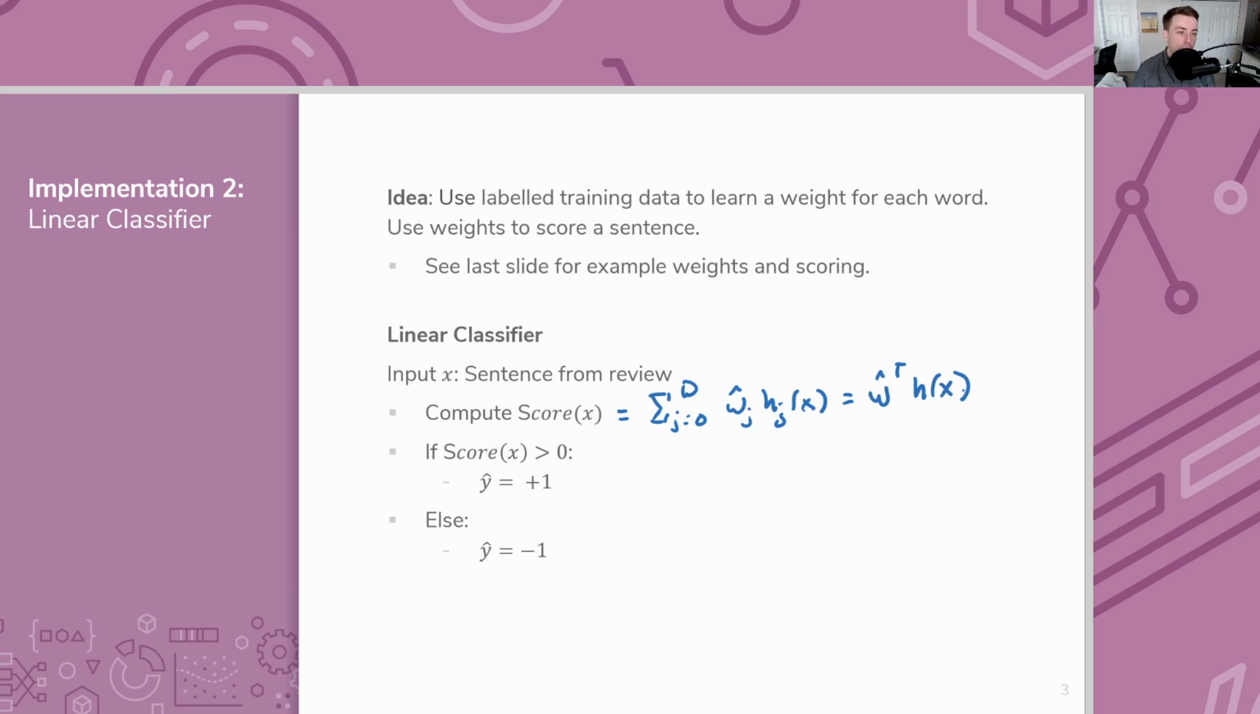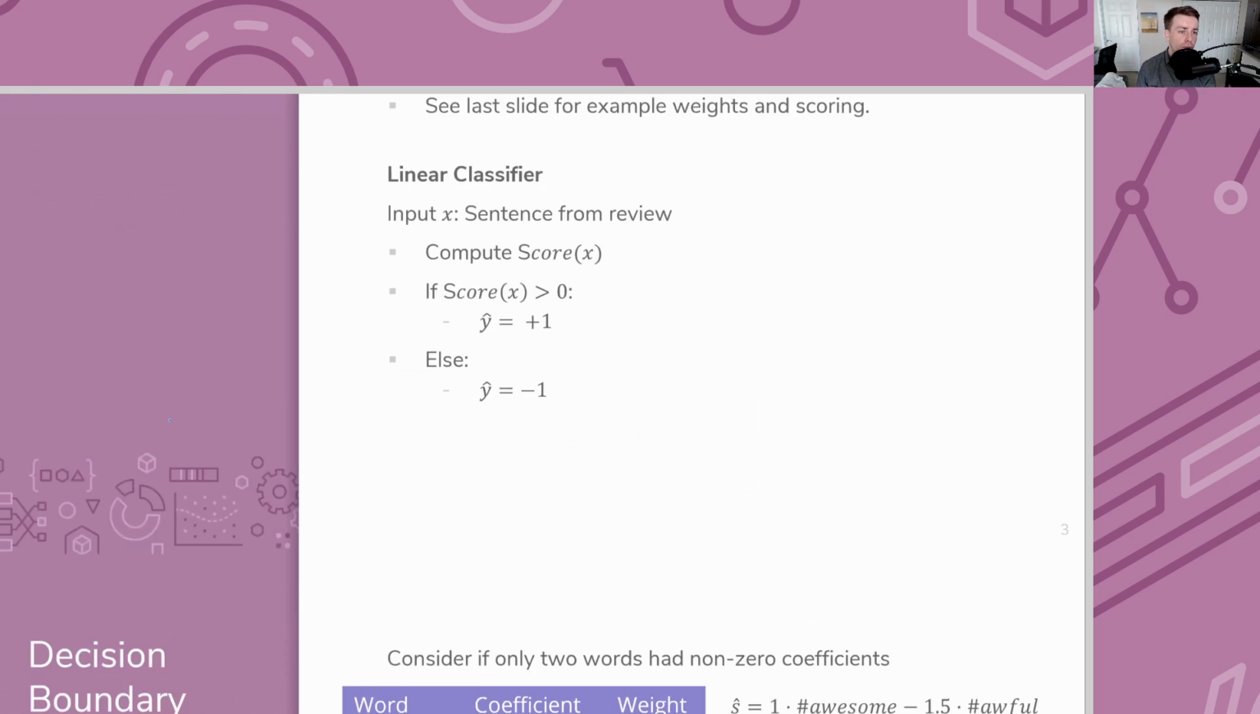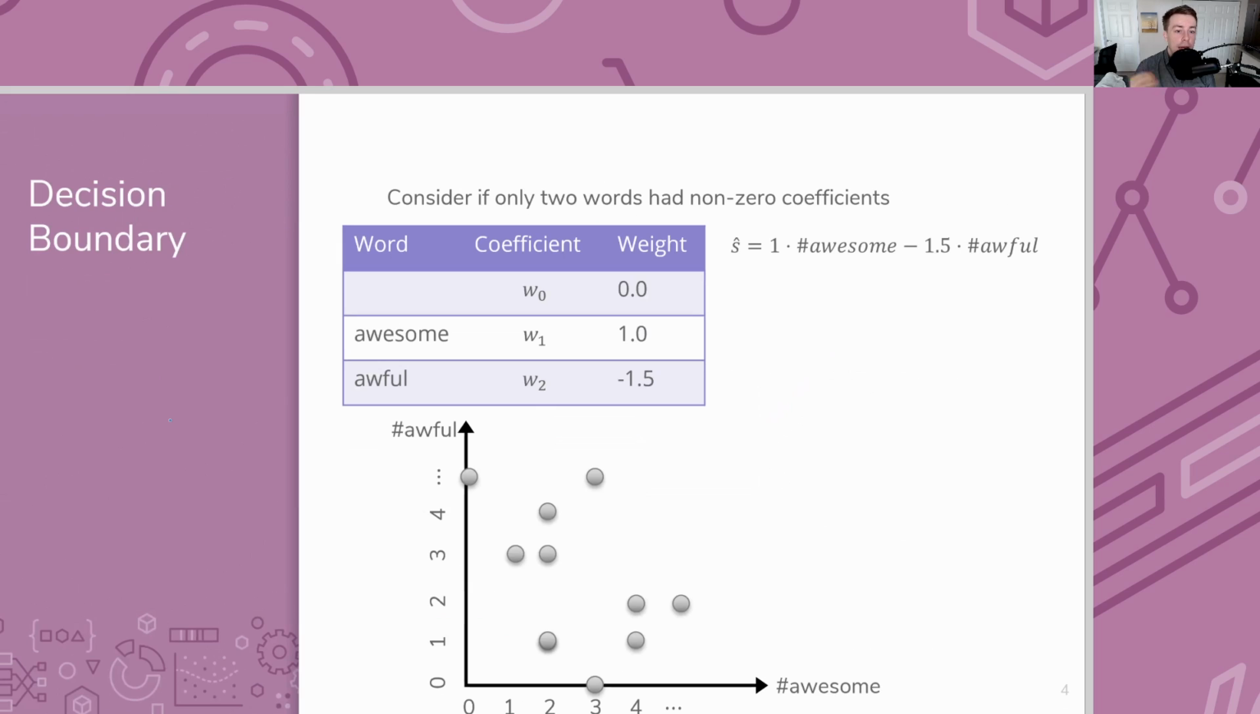What I want to focus on in the rest of this video is how we actually learn these w coefficients from the data directly. Before we get there, the one other thing I want to quickly recap is how we interpret or think about the decisions being made by a learned predictor. The example we went through on Monday was considering just a two-feature model of number of awesome, number of awful.